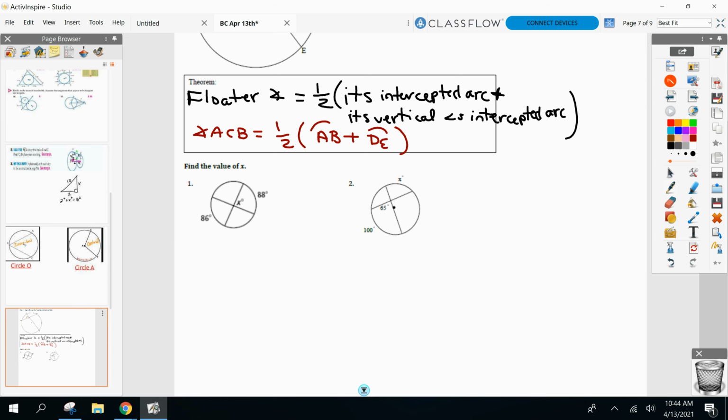So angle X, it's not central, because I told you it wasn't the center. It's not inscribed. It's a floater angle. So how do I find angle X? I take half of its arc that it forms, 88, and then add that to its vertical angle's arc, 86.